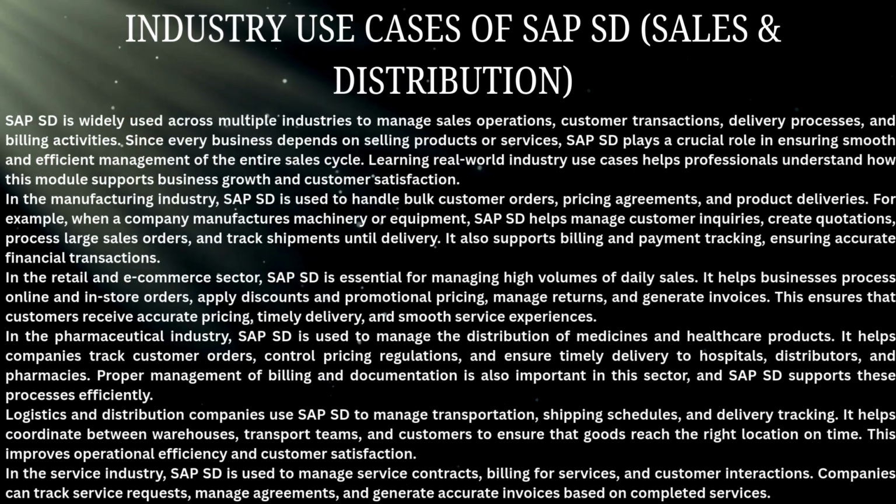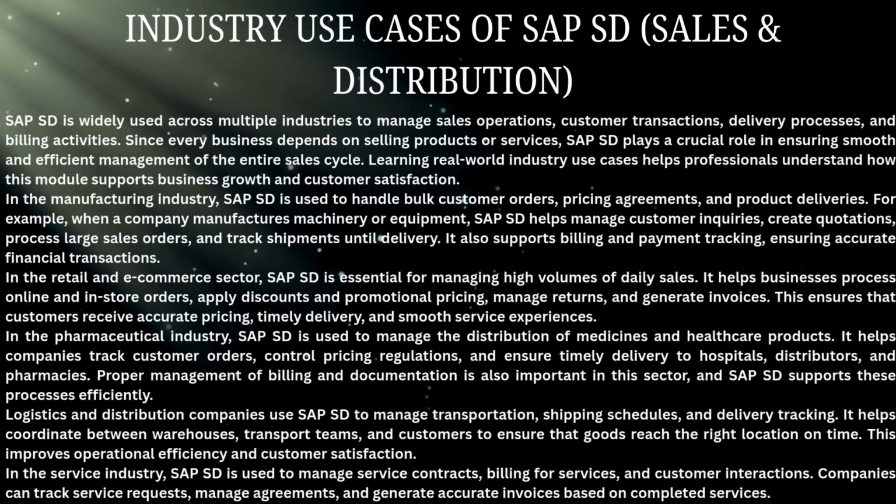Industry use cases of SAP SD, Sales and Distribution. SAP SD is widely used across multiple industries to manage sales operations, customer transactions, delivery processes, and billing activities. Since every business depends on selling products or services, SAP SD plays a crucial role in ensuring smooth and efficient management of the entire sales cycle. Learning real-world industry use cases helps professionals understand how this module supports business growth and customer satisfaction.